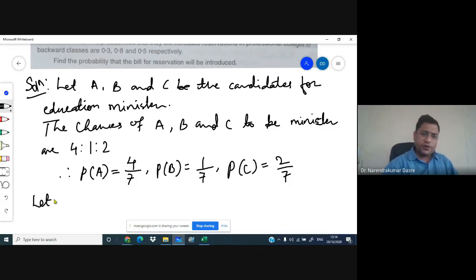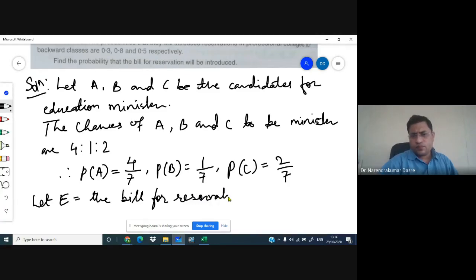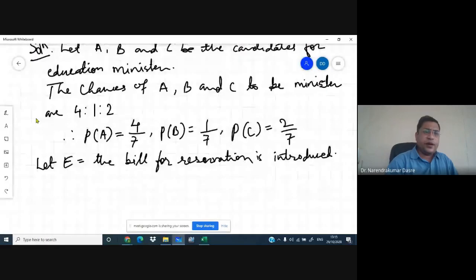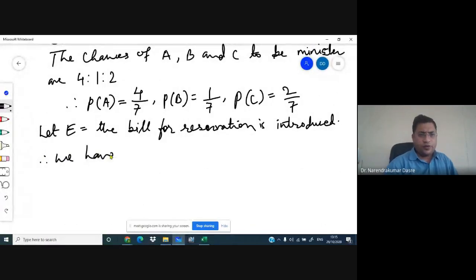Now, what is the event? Let E be the event that the bill for reservation is introduced. If A becomes minister, what is the probability that the bill will be introduced? That means the event A has happened, A has become minister, and now we are finding the probability that the bill will be introduced. It is 0.3. So the probability that the bill will be introduced when A becomes minister is 0.3, which is 3 by 10.